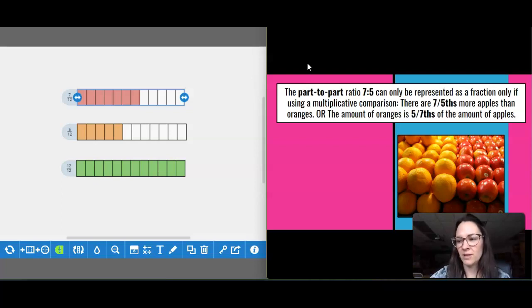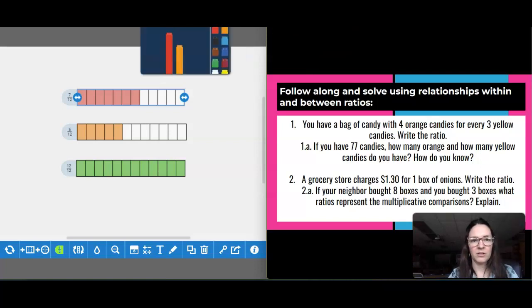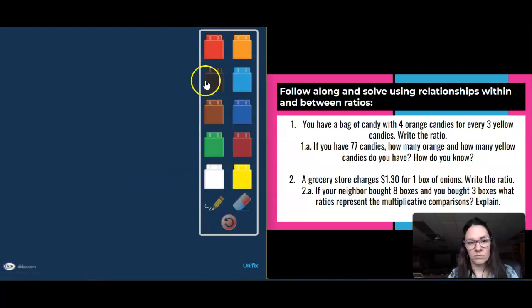Let's practice creating ratios and analyzing relationships within and between ratios using the following examples. If you have a bag of candy with 4 orange candies for every 3 yellow candies, write the ratio. Here you may want to use your Unifix cubes. 4 orange for 3 yellow.